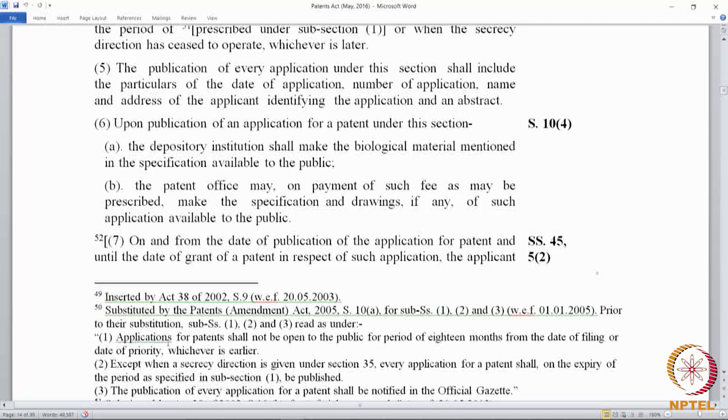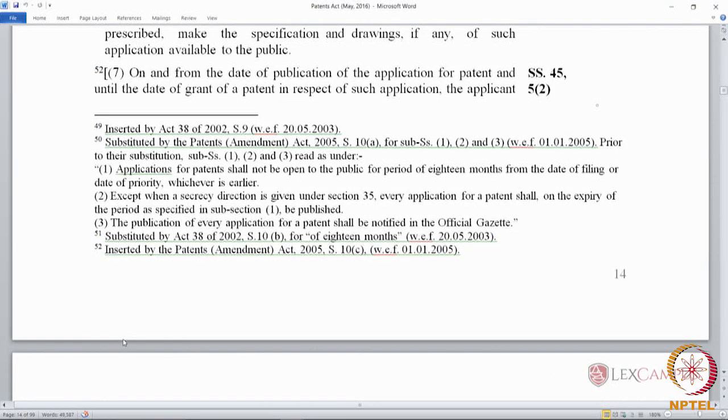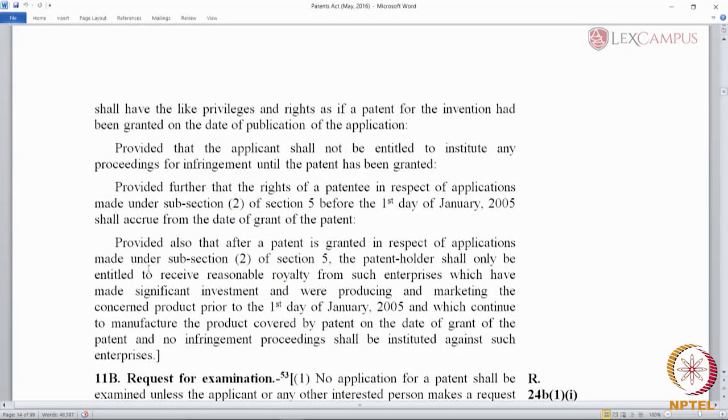So, 11A6(b) can be compared with section 43(2), where again it is mentioned that it shall be open for public inspection. 11A7 states that on and from the date of publication of the application for patent and until the grant of a patent in respect of such application, the applicant shall have like privileges and rights as if a patent for the invention has been granted on the date of publication of the application. And there are 3 provisos.